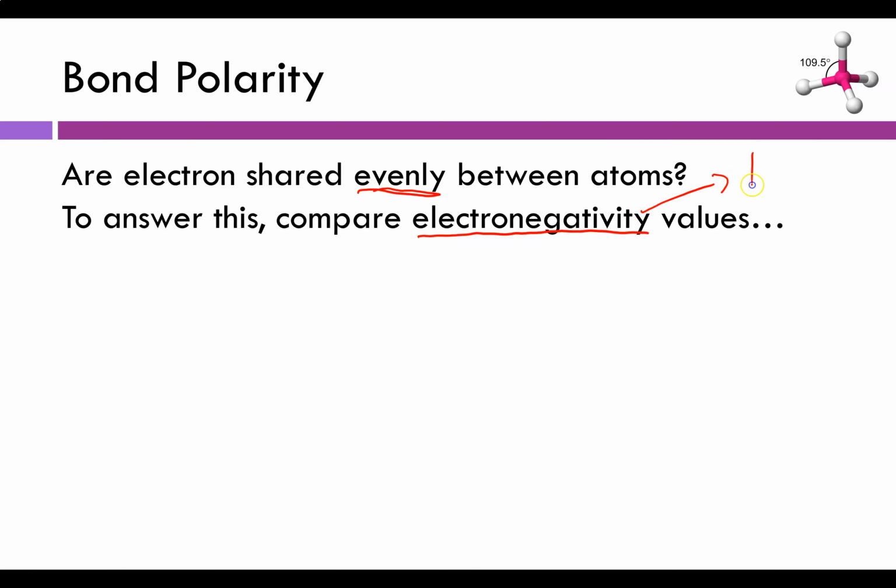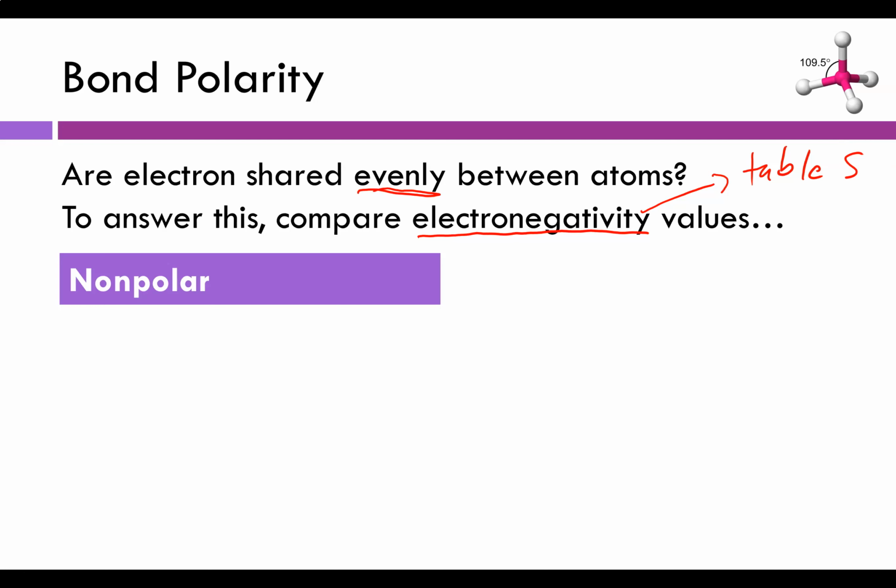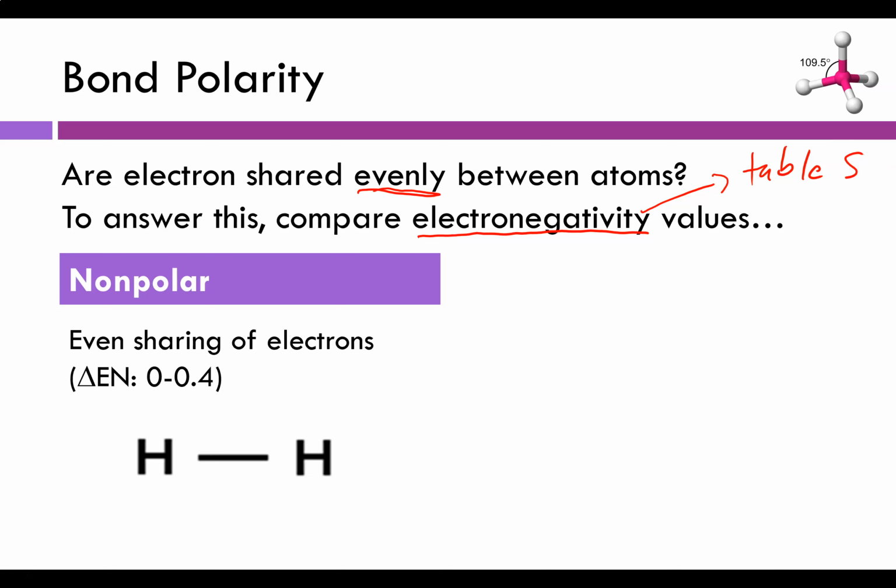Remember, you can look up these values in Table S of the reference table. In order for a bond to be considered as nonpolar, the difference in electronegativity has to be very low. Somewhere between 0 and 0.4 is generally the range that we're looking at. Nonpolar means that electrons are being shared evenly or equally. If you think about the diatomic molecule H2, hydrogen has an electronegativity of 2.2. 2.2 minus itself is equal to 0. Diatomics are examples of perfectly nonpolar bonds.